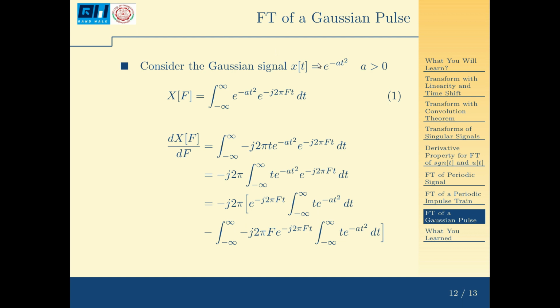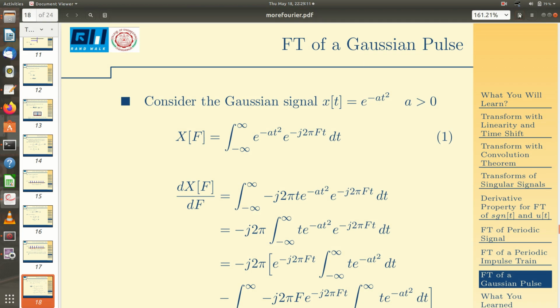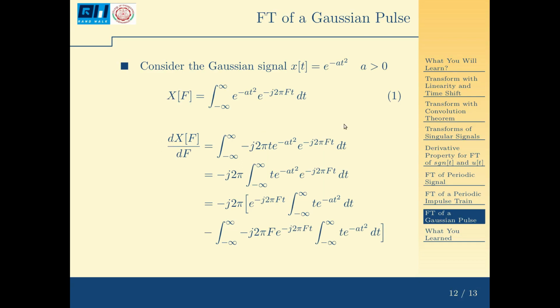So let us consider the Gaussian signal x(t) equal to e raised to minus a t squared, with a greater than 0. And X(f) will be the integral from minus infinity to infinity of e raised to minus a t squared into e raised to minus j 2 pi ft dt. Now you cannot simply compute this integral. It is wise to take a derivative, dX(f) by df, so that it becomes the integral from minus infinity to infinity of e raised to minus a t squared, which will remain there, times the derivative of e raised to minus j 2 pi ft, which will be e raised to minus j 2 pi ft multiplied by minus j 2 pi t, dt.